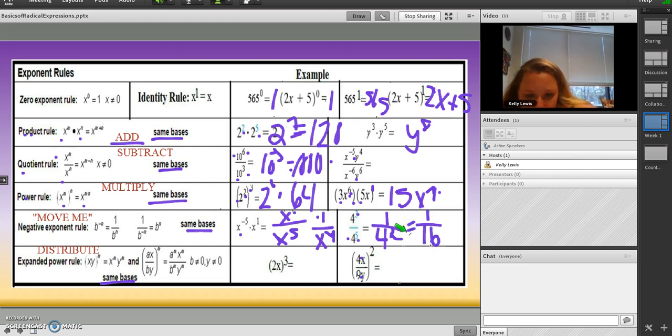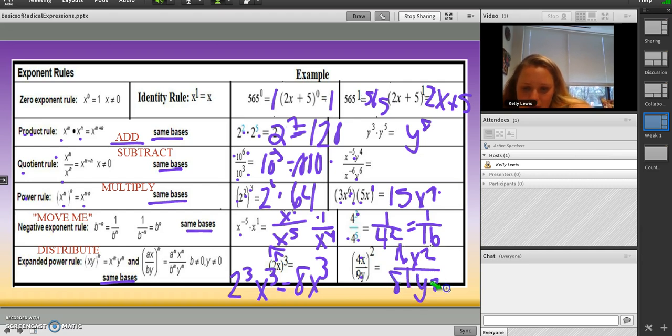Extended power rule means take this 3 and go to everybody. So that's really 2 to the third, x to the third. 2 to the third is 2 times 2 times 2. So that's 8x to the third. 4 squared is 16x squared. 9 squared is 81y squared. This x squared and y squared, they can't talk.